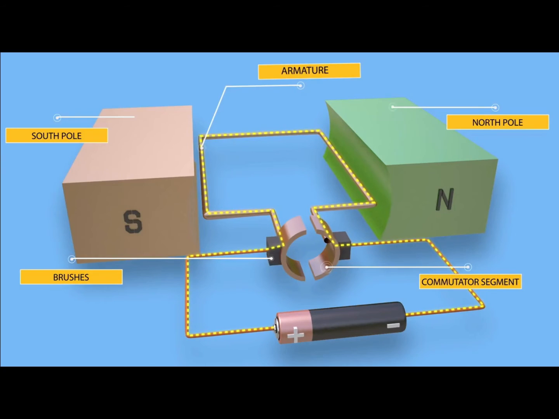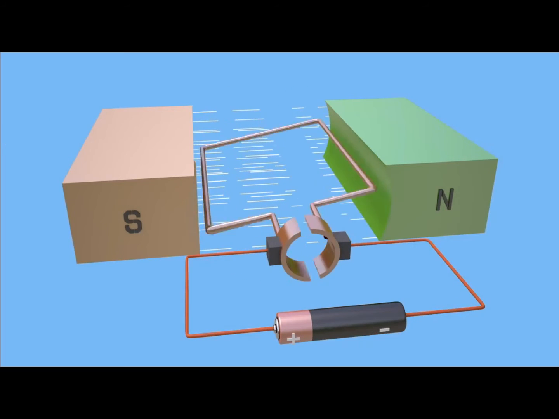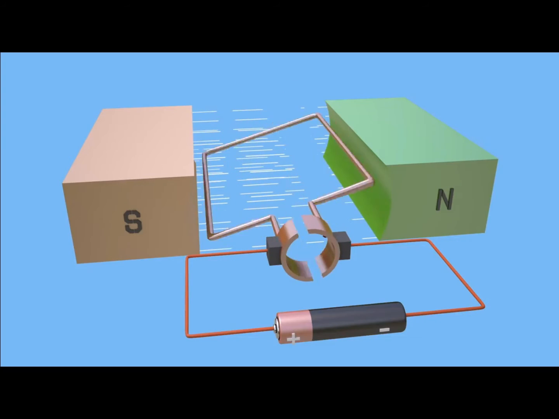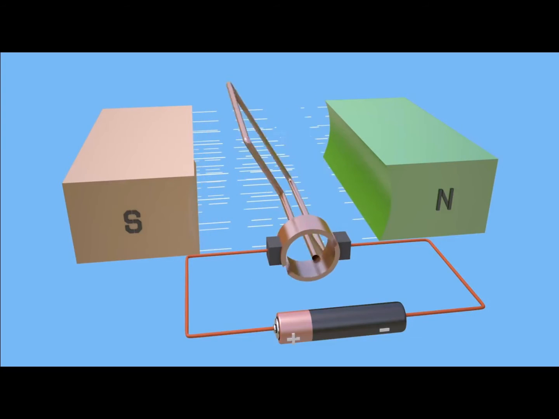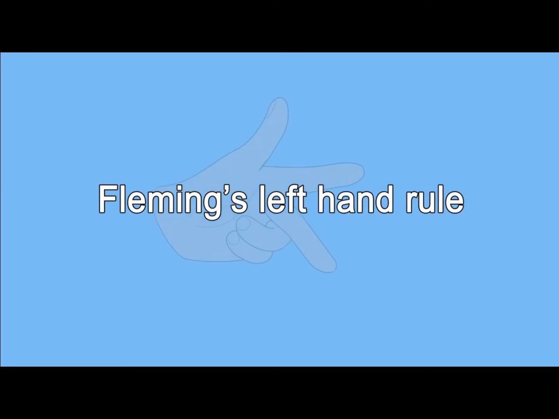As you see, the conductors are carrying current and are placed in the magnetic field. Both of them experience a mechanical force acting on them. The direction of the mechanical force can be easily determined by applying Fleming's left hand rule. Let me show you how to use it.